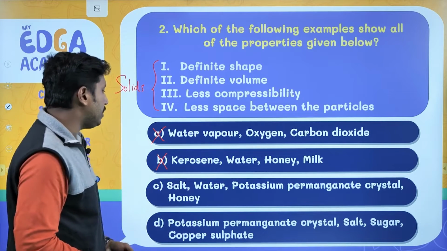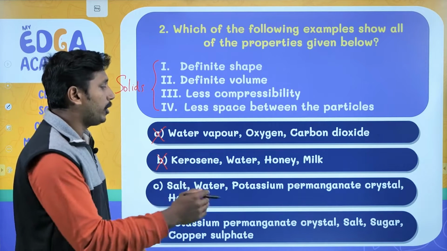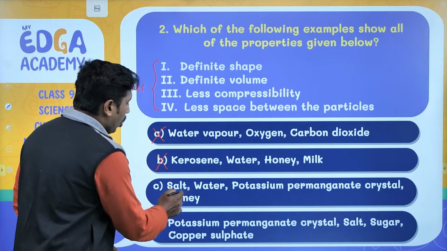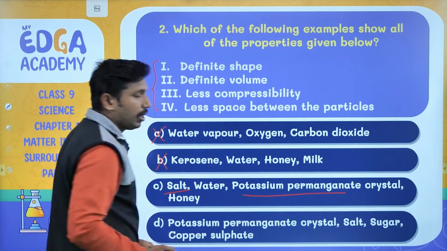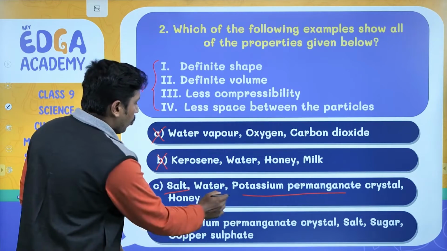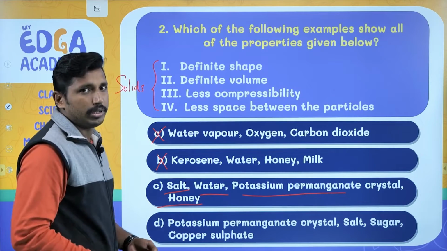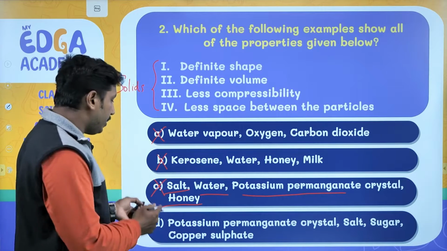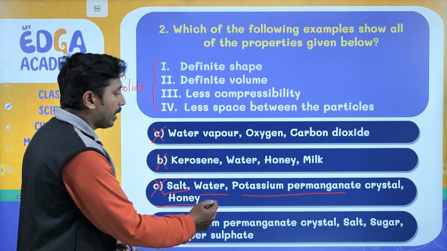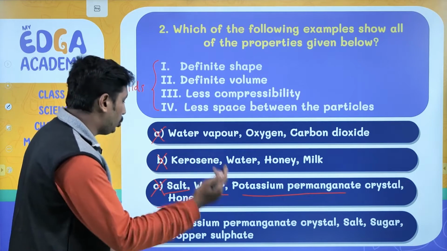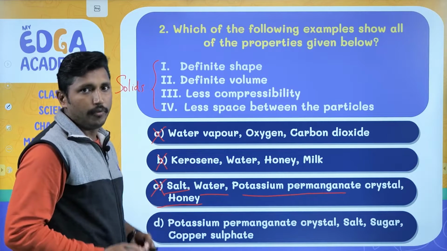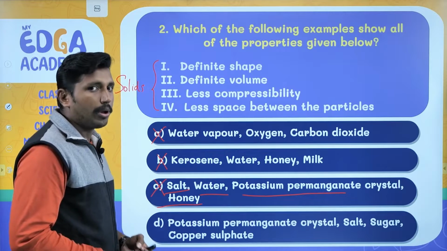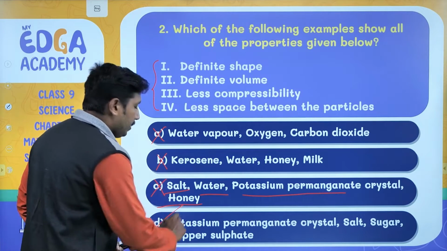Option C tells us that salt, water, potassium permanganate crystal, and honey, in which salt and potassium permanganate crystal are solids, but water and honey are liquids. So this option can also be neglected. And option D tells us that potassium permanganate crystal, salt, sugar, and copper sulfate. We know all the four given materials are solids. So our required option is option D.